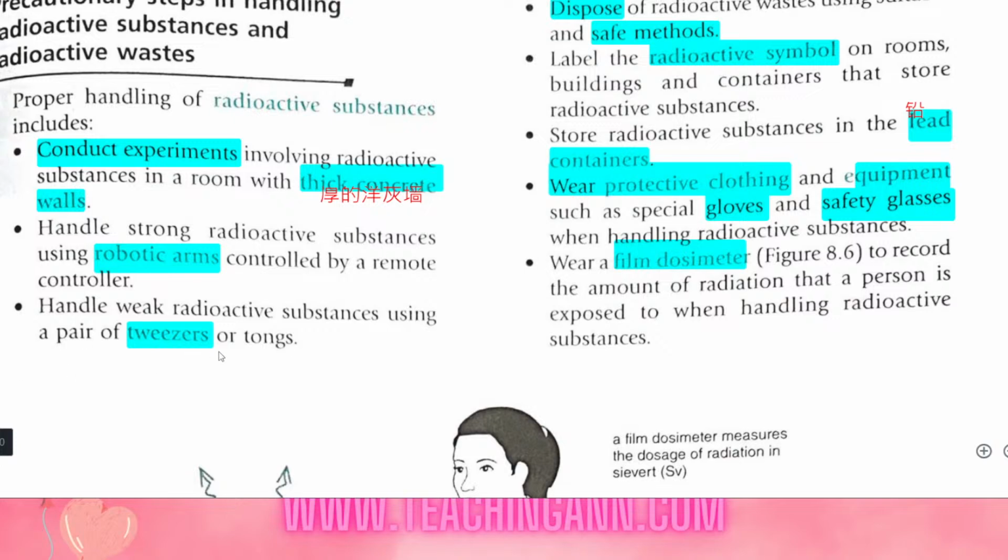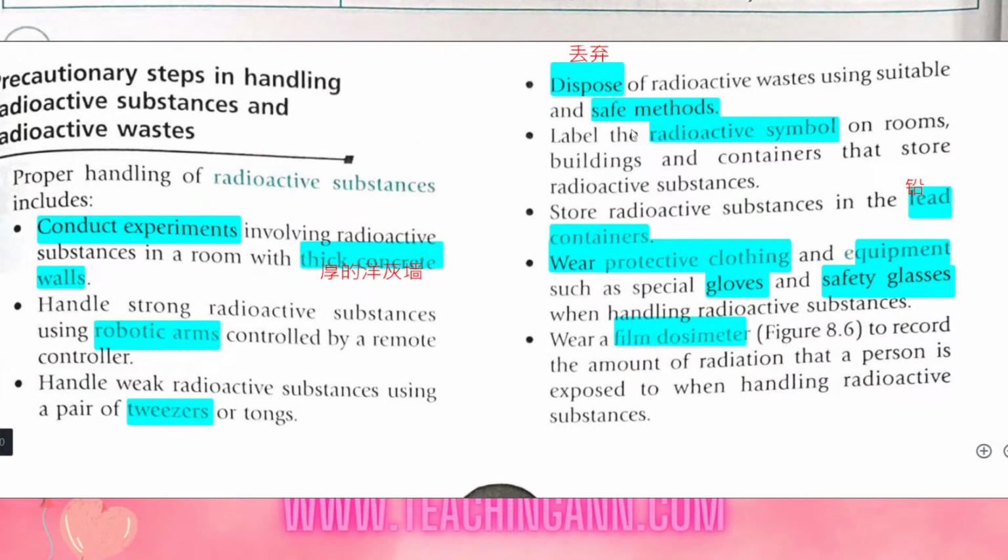Okay, now next. Handle radioactive substances using tweezers. You know what tweezers are? The small little thing, or tongs. And then dispose of the radioactive waste using a suitable and safe method. Dispose, want to throw, there's a proper place for you to throw. And then label radioactive substances on rooms. For example, the X-ray room, usually you will see the radioactive sign. And then store radioactive substances in a lead container. Make sure it's in a lead container.